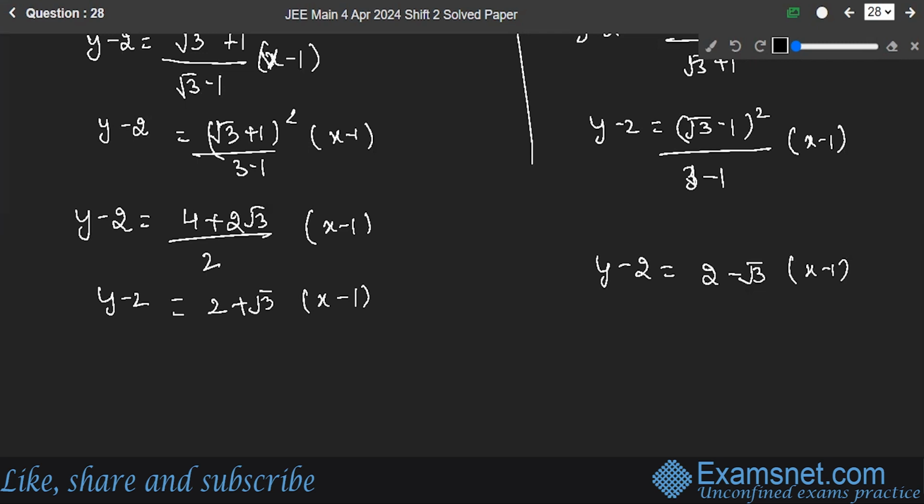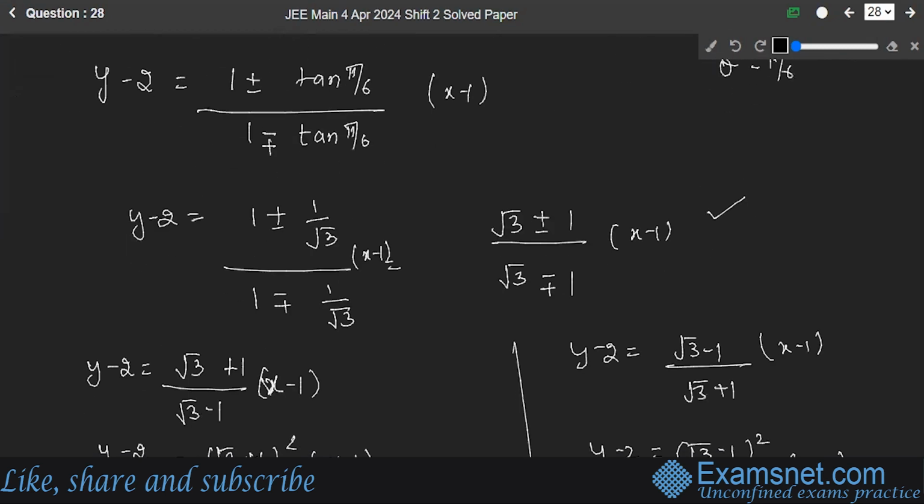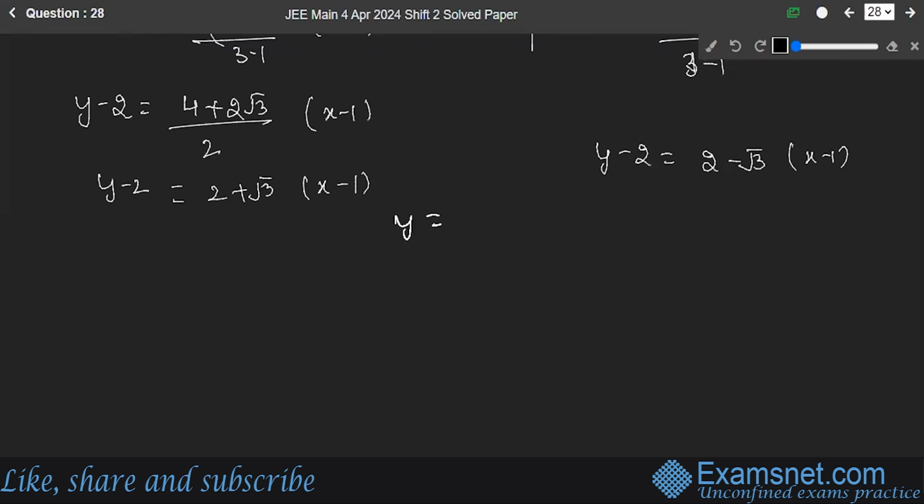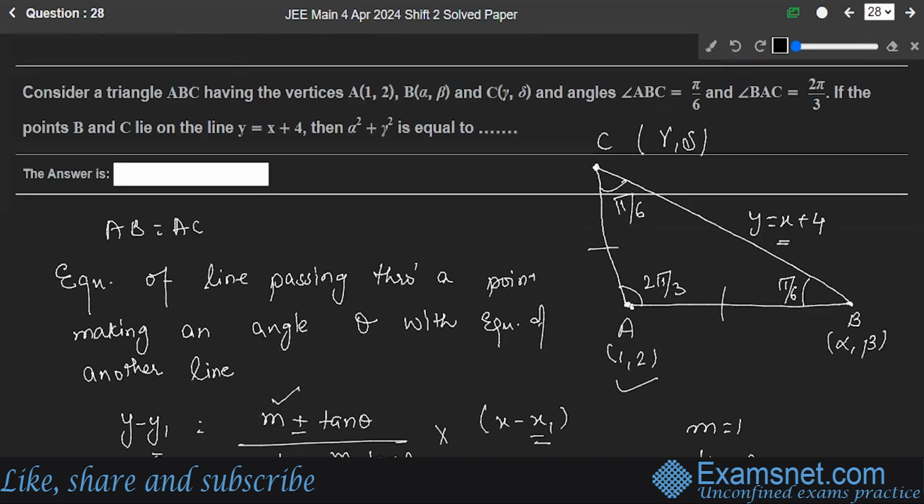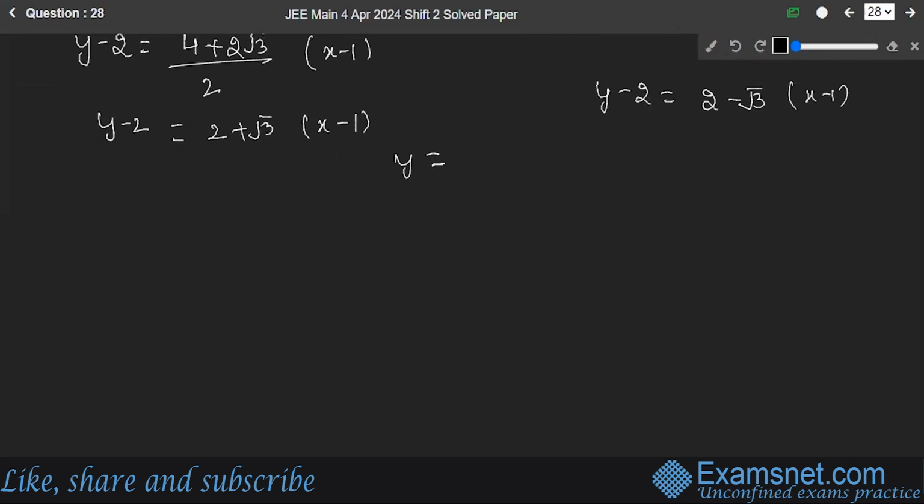And your another line was this, x is equal to, no, it was y is equal to x plus 4. Right? So y is equal to x plus 4. This is it. Let's fill in this equation and this equation both. So this is x plus 4 is equal to 2x minus 2 plus root 3x minus root 3.